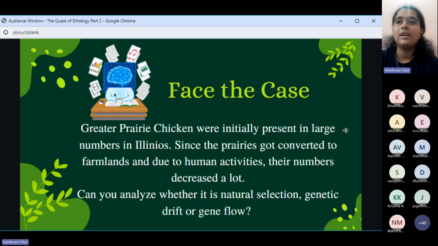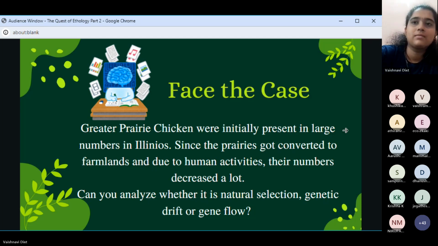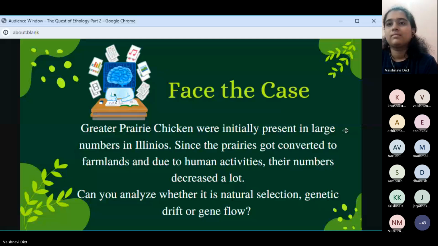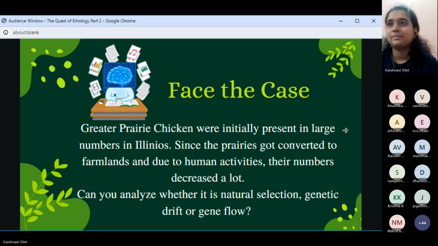Natural selection. Okay. Koikaki, can you explain it? Why is it natural selection? Also, Sampurna, can you explain why is it genetic drift? Okay, you're not sure. Okay, what did you think? Why do you think it's natural selection? Or is it just a guess?